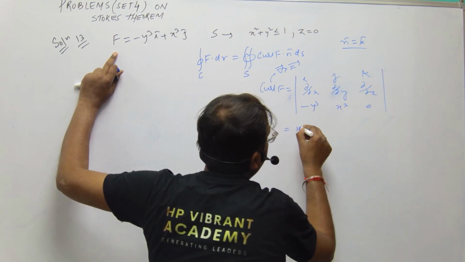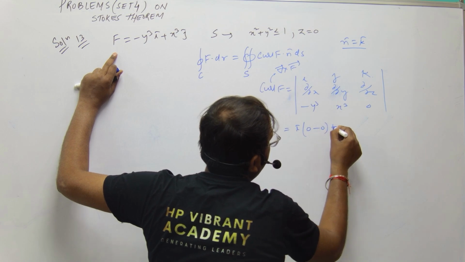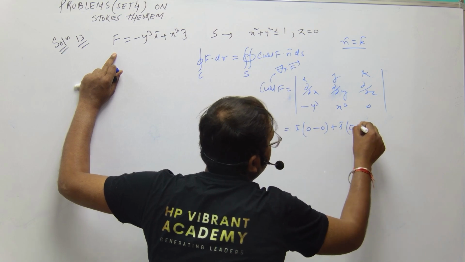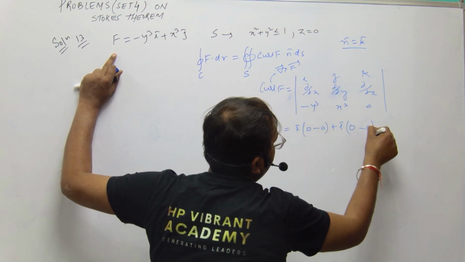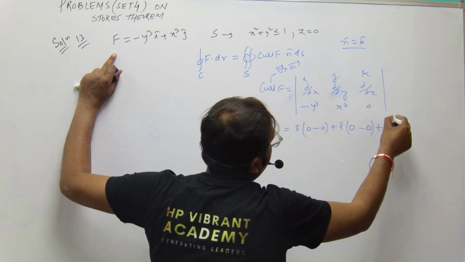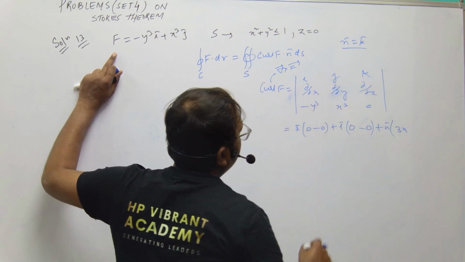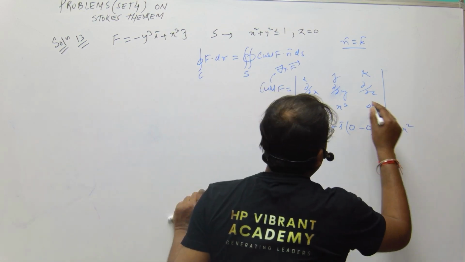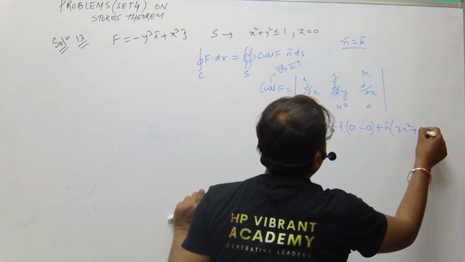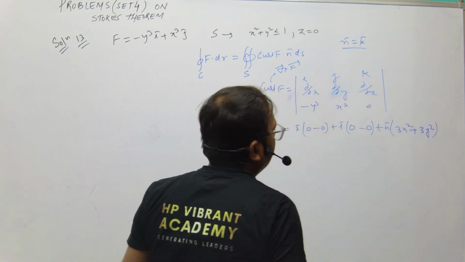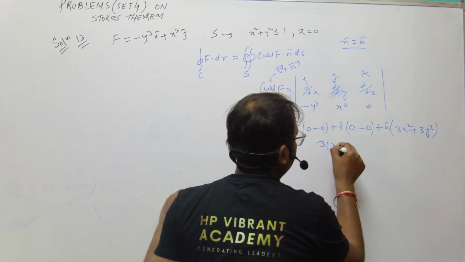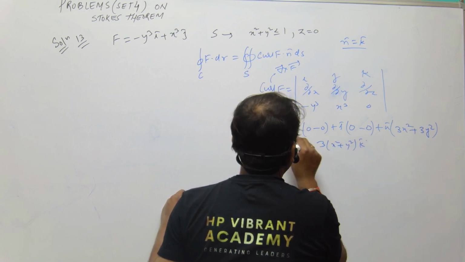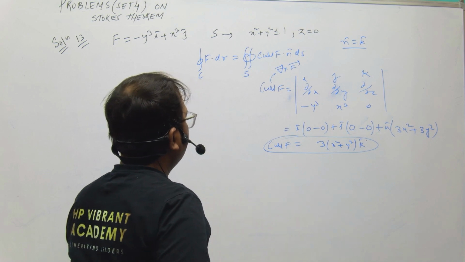So this is equal to i cap times 0 minus 0, plus j cap times del upon del z of y cube. There is no term of z here, so this is 0. Similarly, minus del upon del x of 0, this is 0, plus k cap times del upon del x of x cube, which is 3x square, plus 3y square. So this is equal to 3 times x square plus y square k cap. This is the value of curl of f.